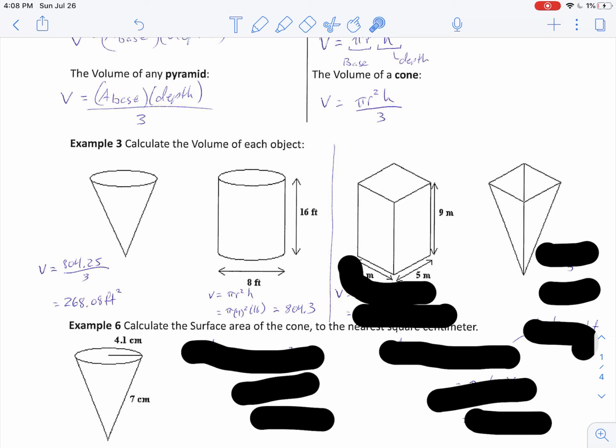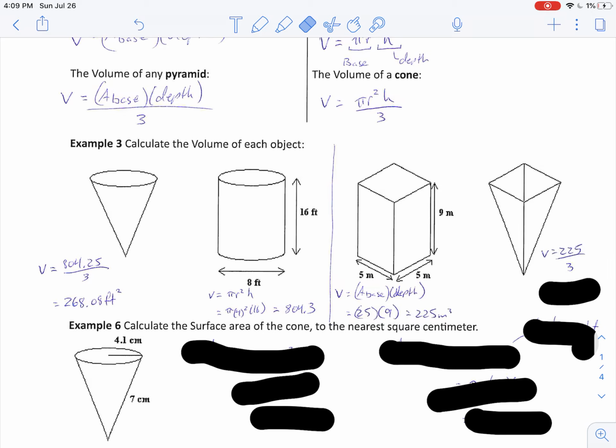Moving on to the pyramid. Volume equals area of base times depth. In this case it is 5 times 5 times the depth, which in this case is 9. So it'll be 25 times 9, which gives us 225. The volume of my pyramid would be divided by 3. So 225 divided by 3 is 75 meters squared.